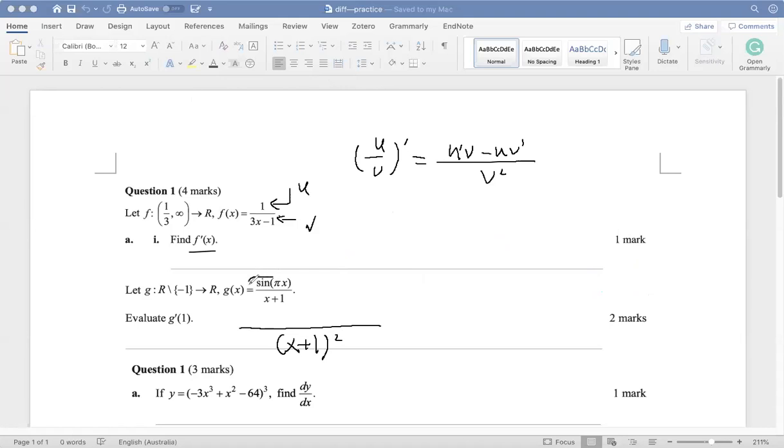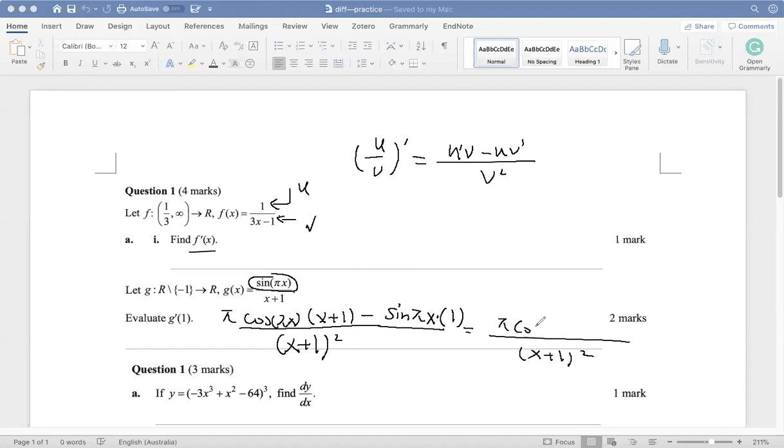Then my u dash for this one involves the chain rule. y equals sine u, where u equals pi x. So it will be pi times cos pi x. This will be the u dash, times my v, x plus 1, minus my u, the same sine pi x, times my v dash, which is just 1. So this will become (pi times cos pi x times (x plus 1) minus sine pi x) over (x plus 1) squared.